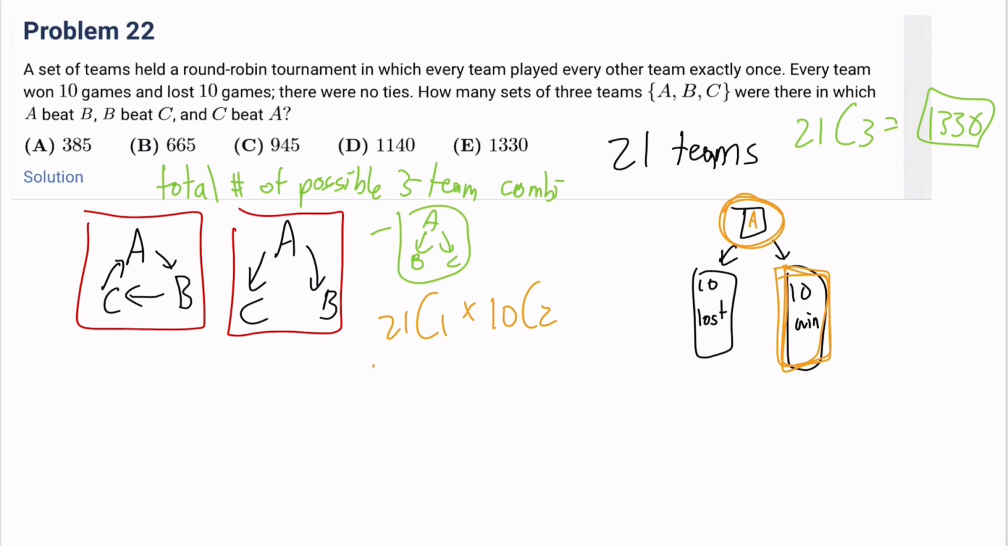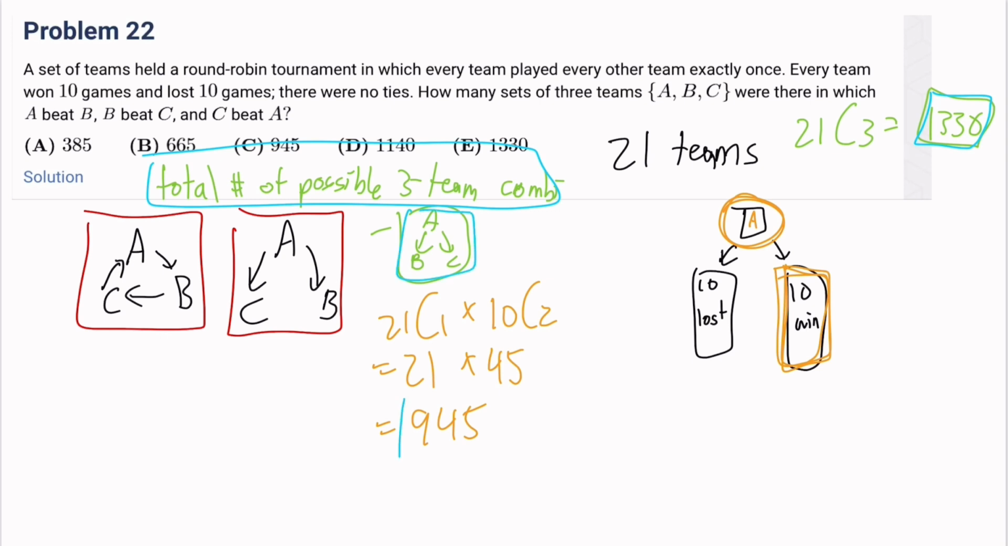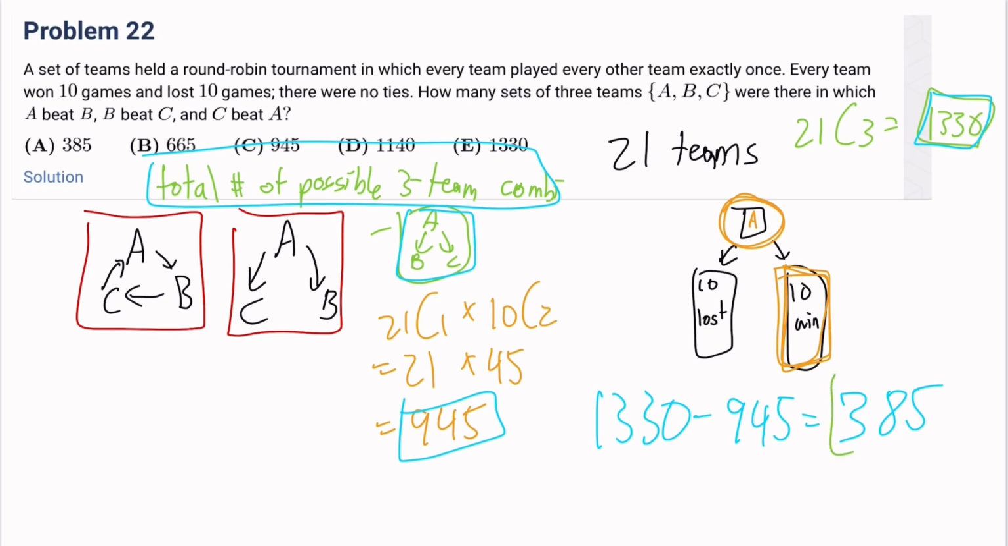So that will be 21 times 10 choose 2, which is 10 times 9 divided by 2, so it's 45, and that is 945, right? And so what we needed to do is this, which is 1330, minus this, which is 945. So 1330 minus 945 equals 385, right? And so the answer is 385.